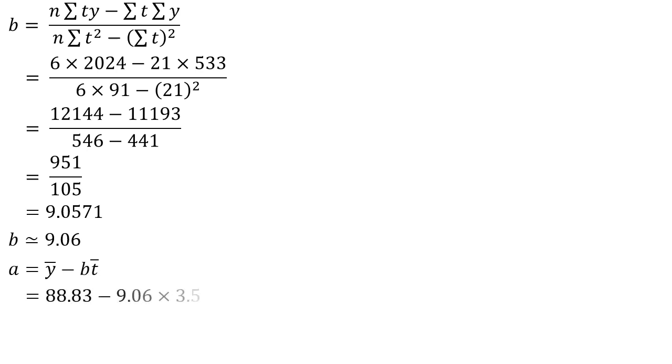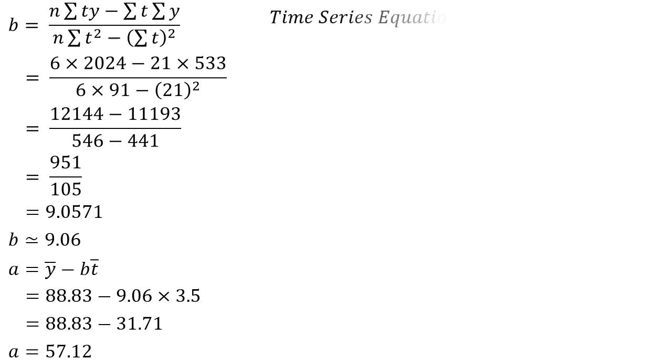That would be 88.83 minus 9.06 into 3.5. We will multiply it first, and after multiplication we will subtract to get A as 57.12. Now we will take this 57.12 and 9.06 into our time series equation, that is y cap is equal to a plus bt, that would be 57.12 plus 9.06 t.